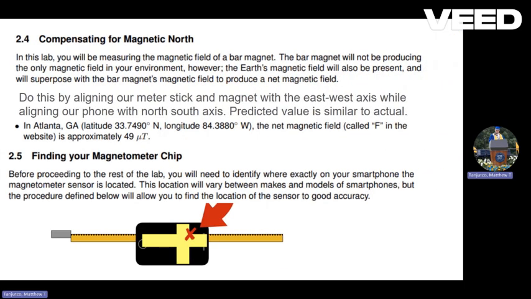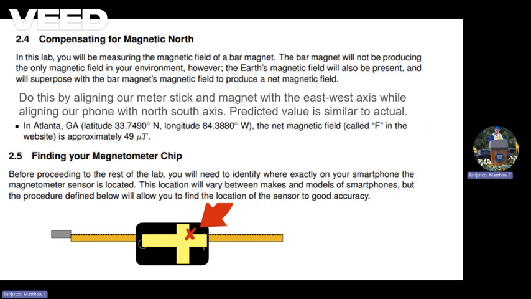So for this lab, we need to remember to compensate for magnetic north, as I said before, by aligning our meter stick with east-west, same with our phone. So we're adjusting for north, we're not including it. And the predicted value for north is relatively the same as what we got from the magnetometer. So we can relatively say that latitude 33.749 and longitude 84.388 is pretty accurate for 49 uT.